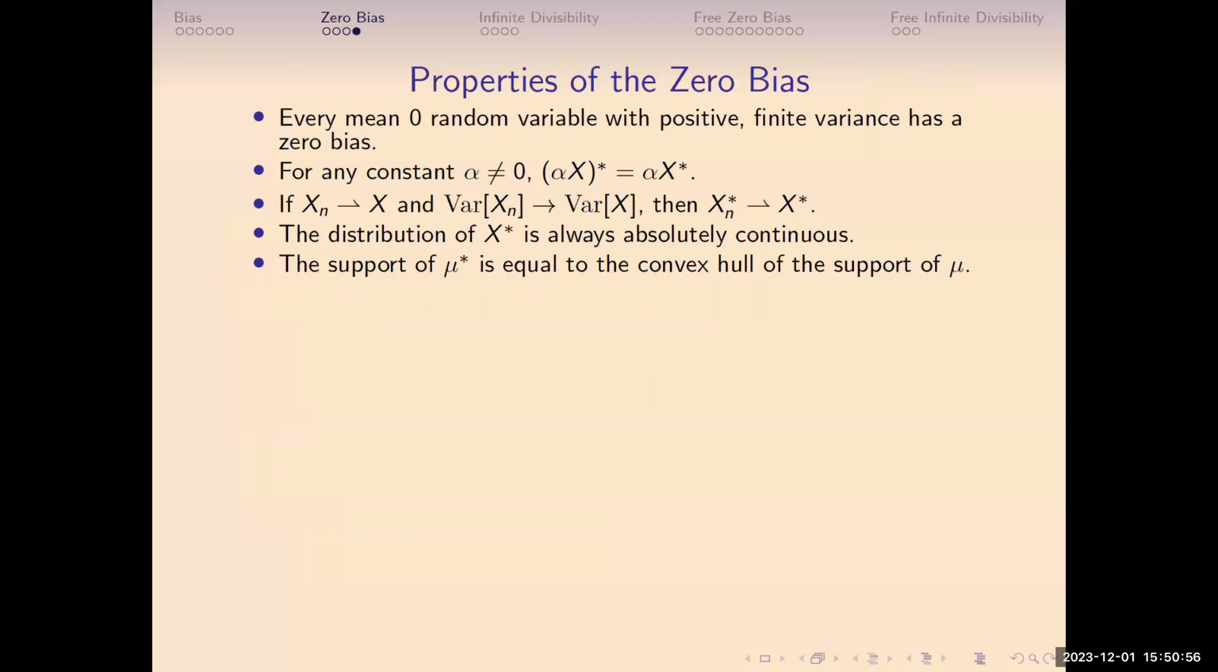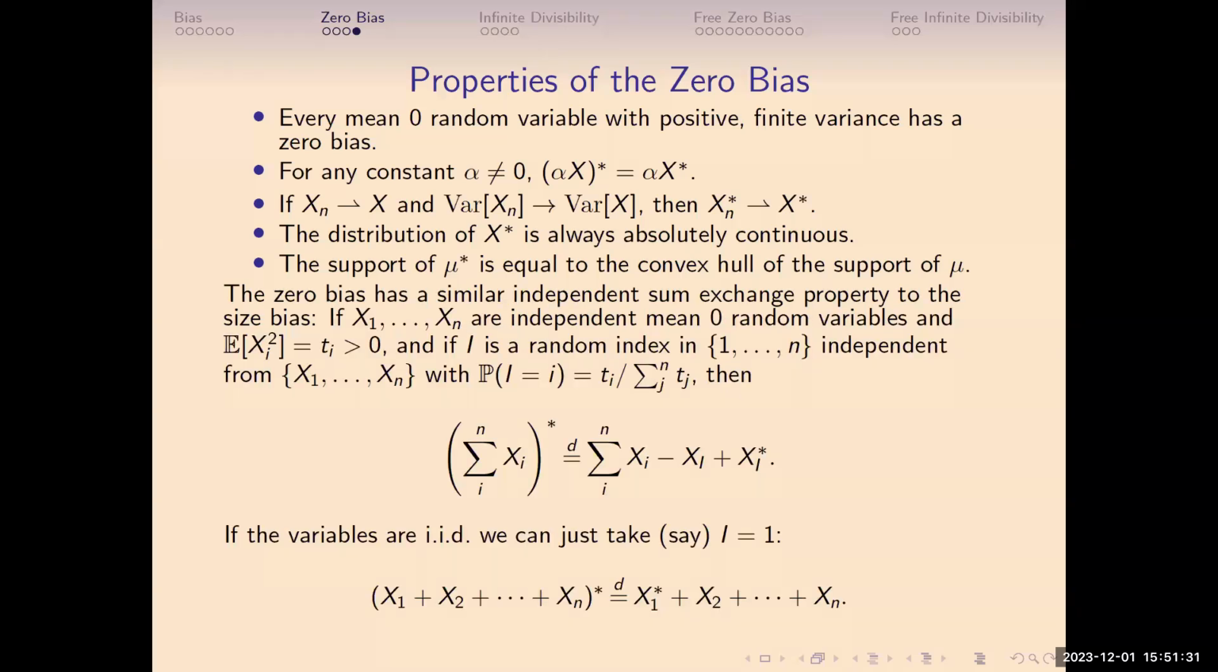Okay, so what are the properties of the zero bias? Again, we know that it always exists for positive finite variance. It's kind of homogeneous. You can multiply by a constant before or after. Zero bias has continuity properties. The distribution is always absolutely continuous. It kind of fills in the gaps between the distribution that you start with, and there is a support property. But the most interesting property is that it also has this change one property.